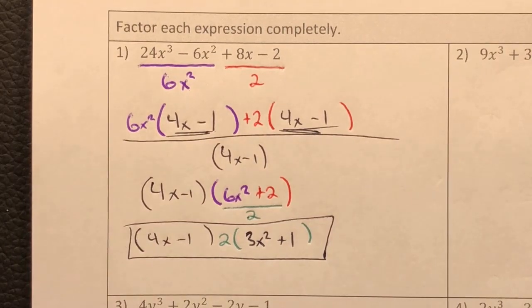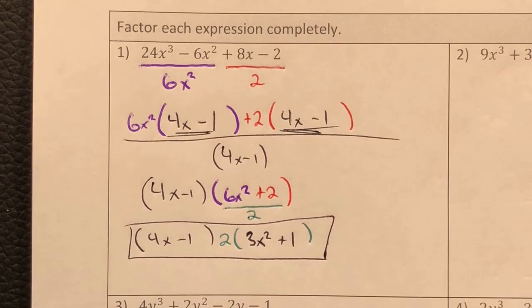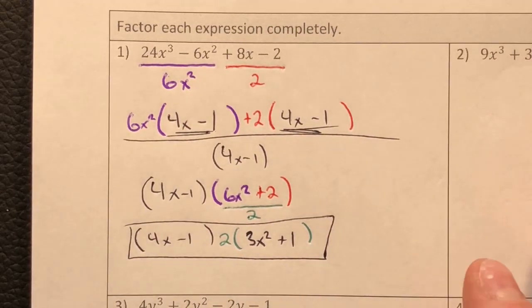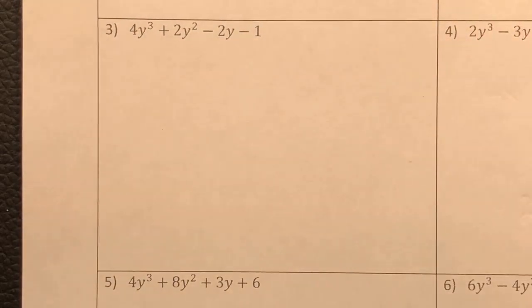Again, it's just a lot of division. All factoring is, we're checking what can we divide, what can we divide, what can we divide. Once we've divided by everything possible, we're done. So let's go ahead and try another one. With this one, I'm going to do the exact same process.